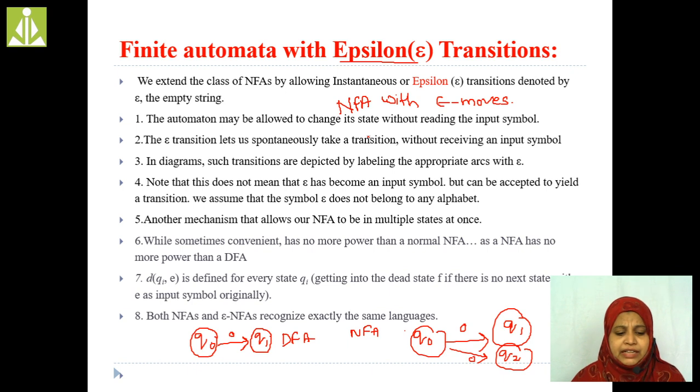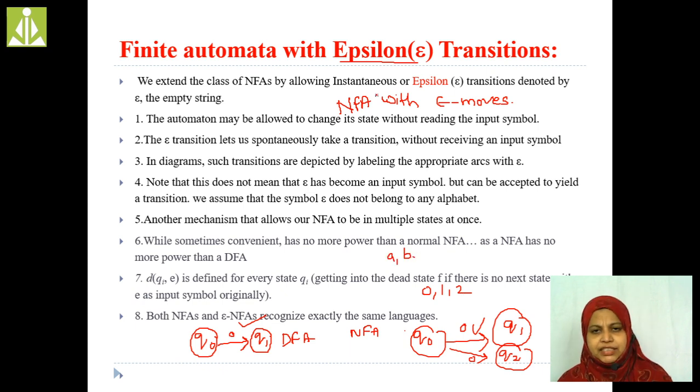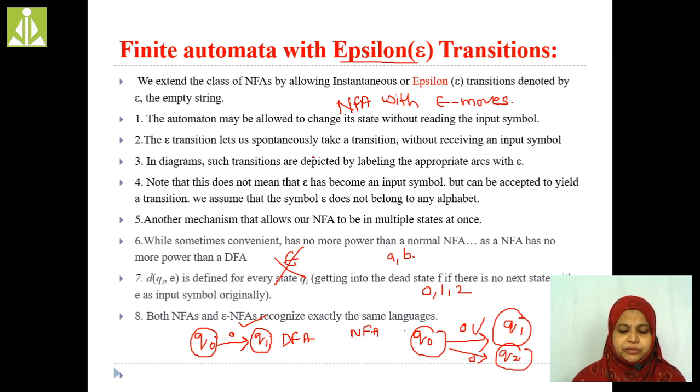Here, epsilon transition means we are not going to give any input symbol. Epsilon is not an input symbol. We are not going to recognize epsilon as an input symbol. In the given example, 0 is the input symbol. In some cases 0, 1, 2 are the input symbols, in some cases a, b are the input symbols, right? But epsilon is not an input symbol. We can process the epsilon, but we do not include it in the input symbols.